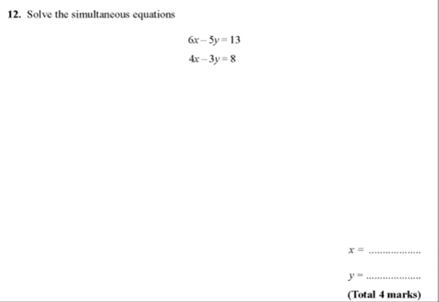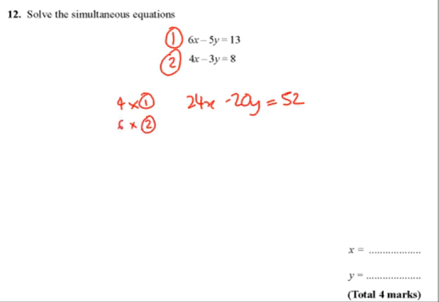So if equation number 1 is 6x minus 5y equals 13, and equation number 2 tells us that 4x minus 3y equals 18, well, I can do 4 lots of 1, and that'll give me 24x minus 20y equals 52. And I can do 6 lots of 2. Actually, I could have done 2 and 3, but never mind. And we get 24x minus 18y equals 48.